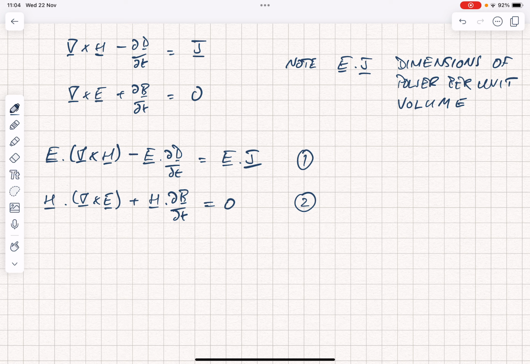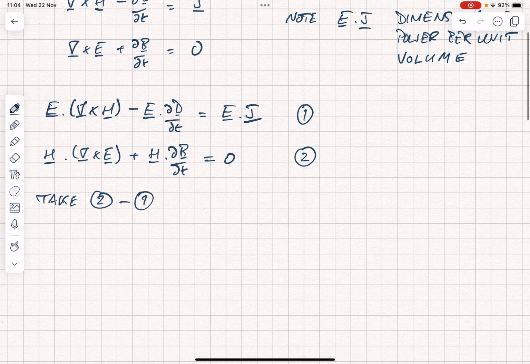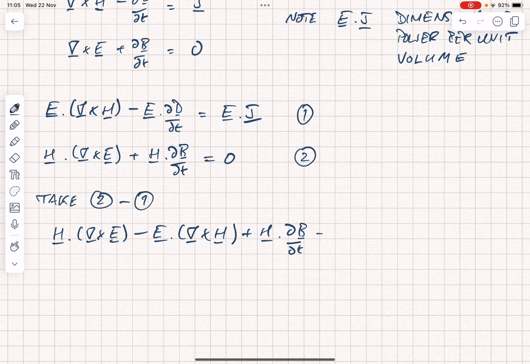Now, if we take the difference between these two, so if we take 2 minus 1, then we get the following. We get H dotted with the curl of E minus E dotted with the curl of H plus H dotted with dB by dt plus E dotted with dD by dt is equal to minus E dot J.